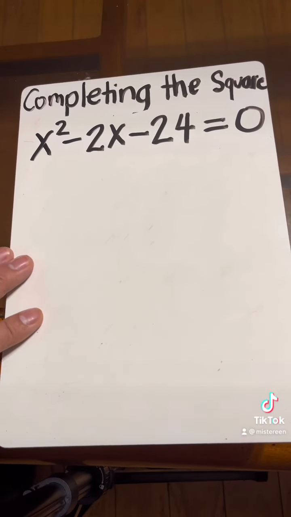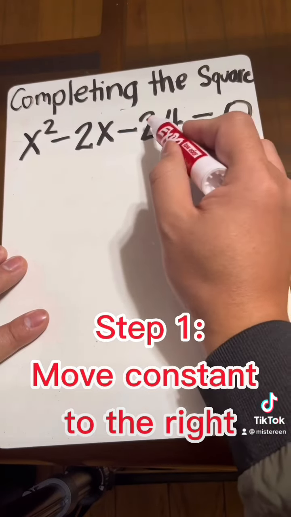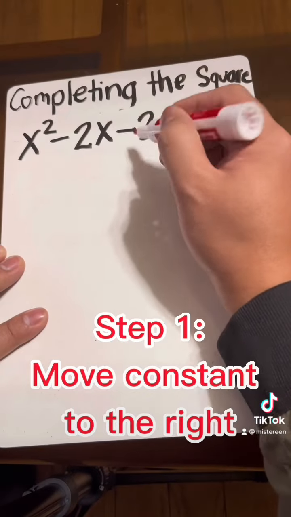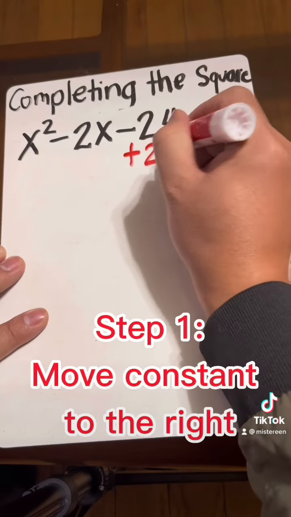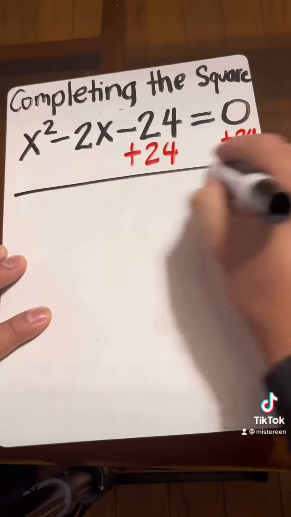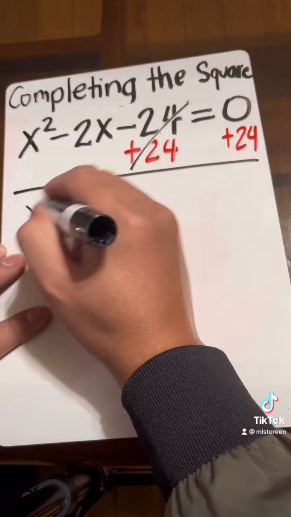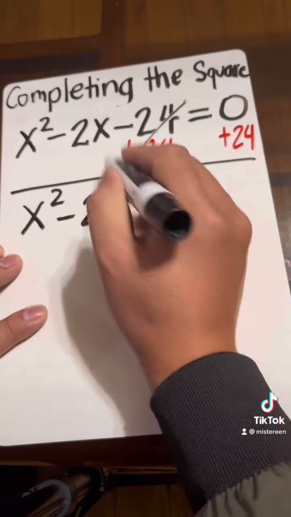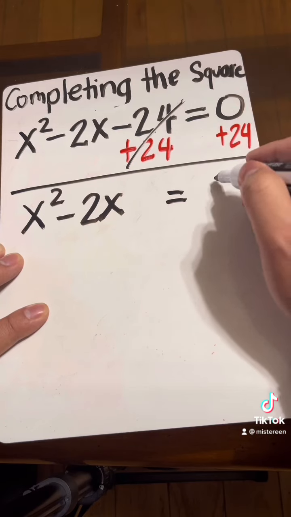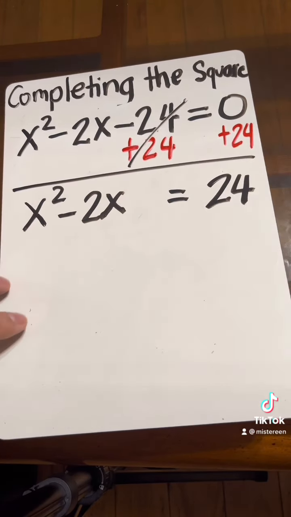Alright, the first step in completing the square is to move the constant, your c, to the right side. And you can do that by doing the undo operation. If it's minus 24, you do plus 24 to both sides. Plus 24 to both sides, and now, of course, this is cancelled. So you have x squared minus 2x on this side. Bring it down. And 0 plus 24 is equal to 24. Alright, so that's the first step. Move the c to the right side.